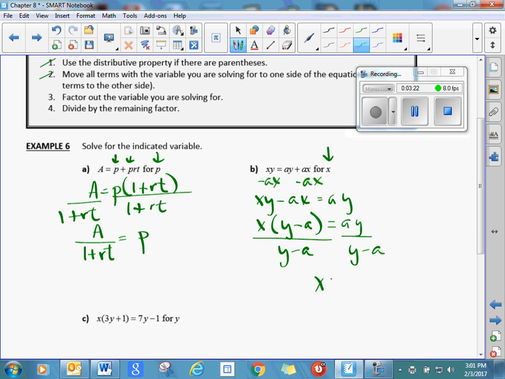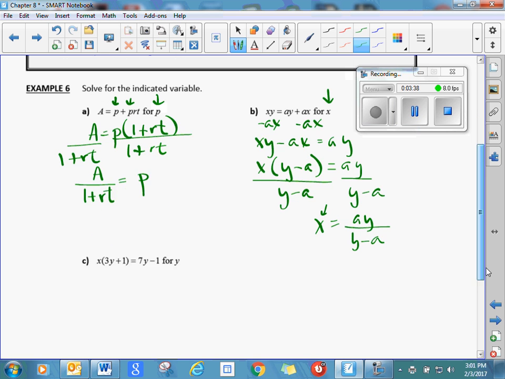So I think I told you before, I don't care how messy the other side of the equation is once my variable's alone. That's not an issue for me to figure out how to clean this up. This is what I'm going for here.